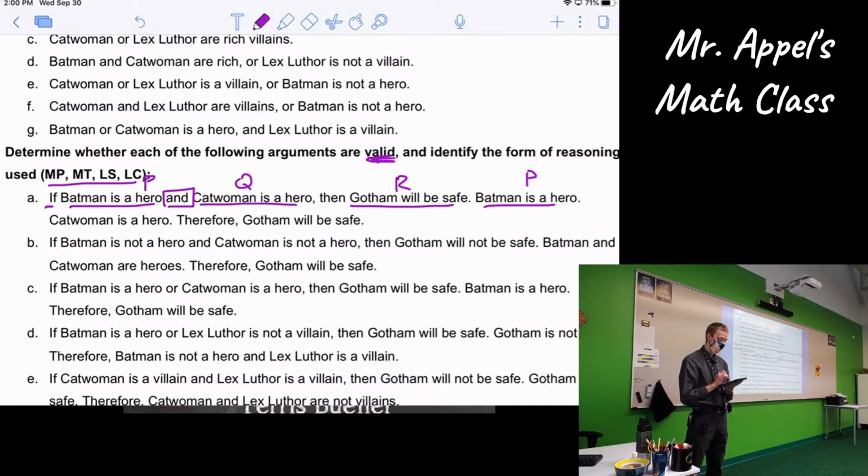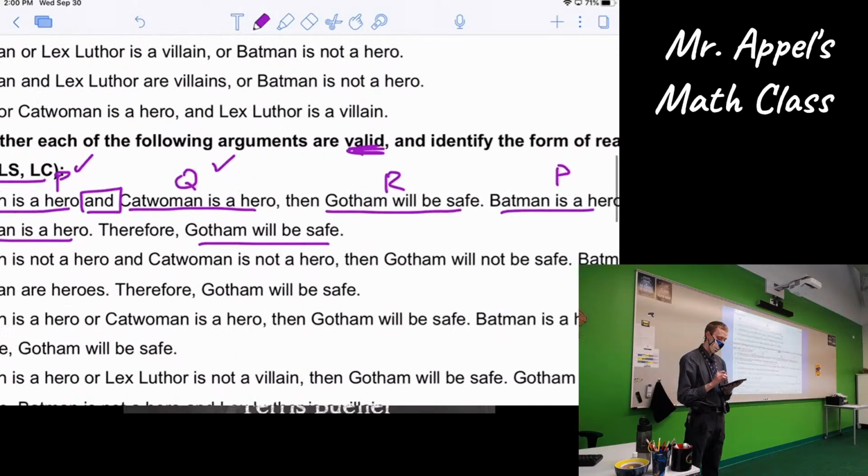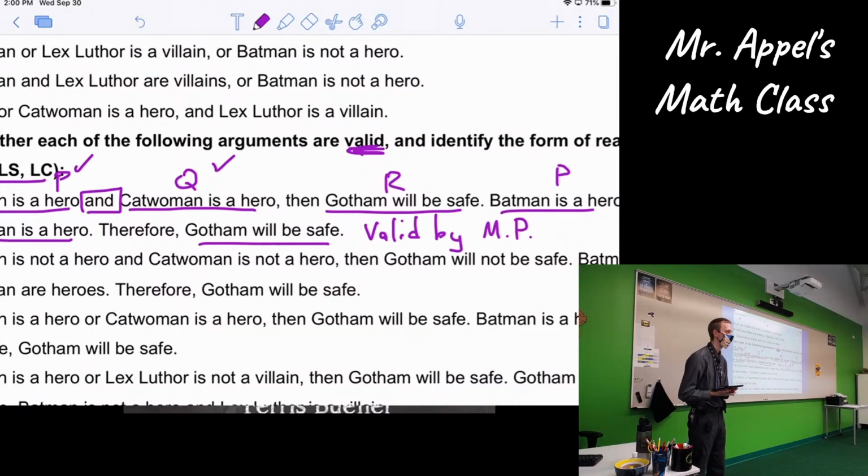Here's statement P, it's true, check. Here's statement Q. It's true, check. Both are true. So my hypothesis is fulfilled. I can state the conclusion, therefore Gotham will be safe. That was R. Yes, this is valid by modus ponens.